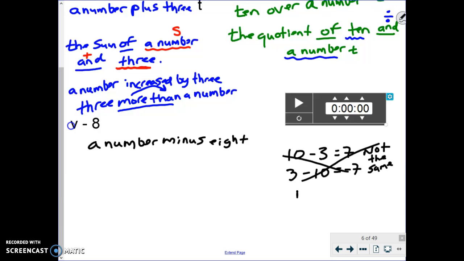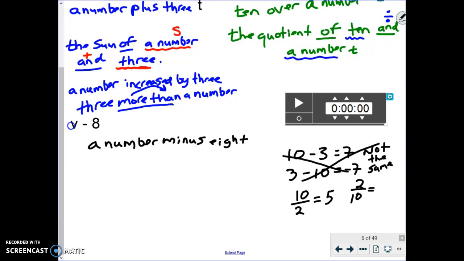Same thing with division. 10 divided by 2 is 5. So if I had $10 and I shared it with 2 people, each person would get $5. But if I had $2 and I tried to share it with 10 people, that's most certainly not the same. It's actually, 10 doesn't even divide into 2.